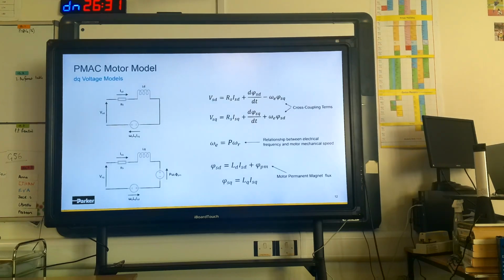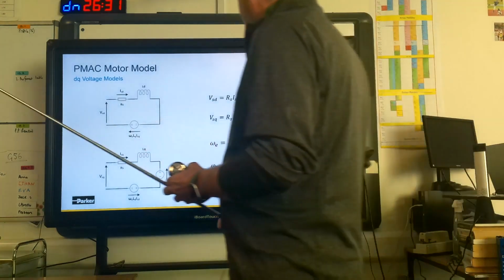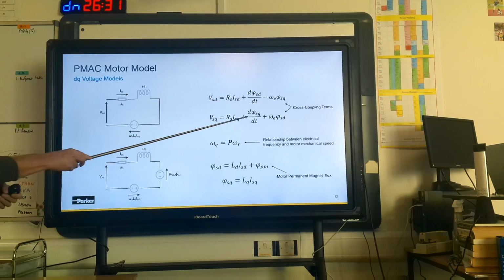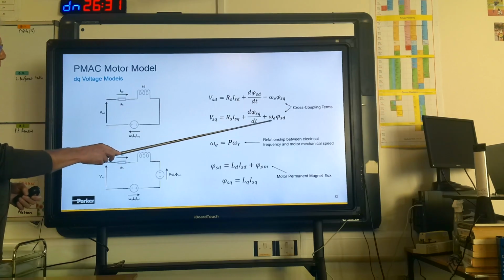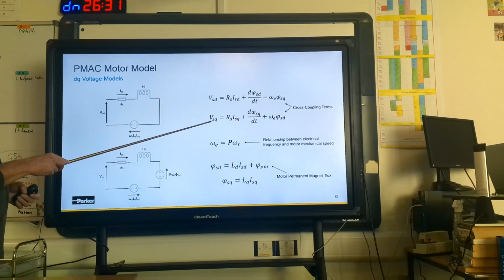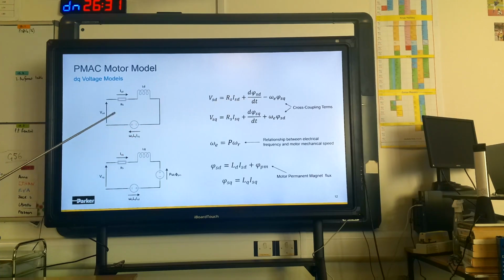Let's move over here. So here are the transient equivalent circuits for a permanent magnet AC machine. If you look at the voltage equation, it's kind of easy. There's voltage, there's resistance, there's a rate of change of flux. Well, that's kind of what you would have expected. And then you've got these cross-coupling terms where you've got somehow the D-axis flux affecting the Q-axis voltage and vice versa. Where on earth did they come from?